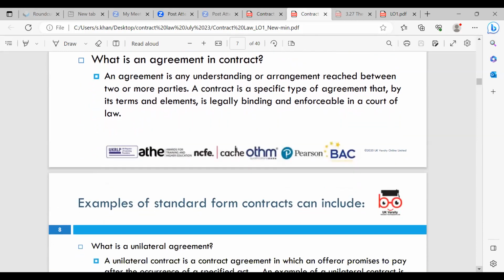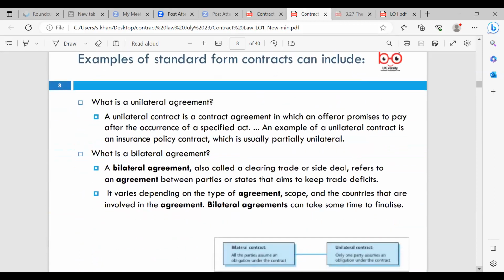Examples of standard form contracts can include things like, we've got two elements here, which is a unilateral agreement and a bilateral agreement, which we'll go through each one so you're able to identify the difference between each one. Firstly, a unilateral contract is a contract agreement in which an offerer promises to pay after the occurrence of a specified act. An example of a unilateral contract is an insurance policy contract, which is usually partially unilateral.